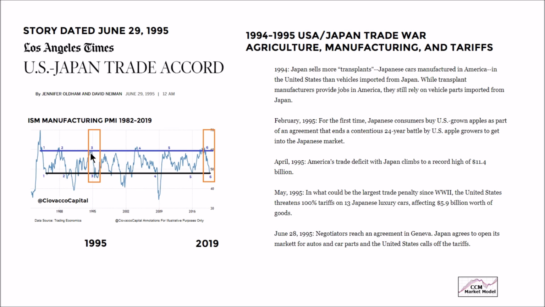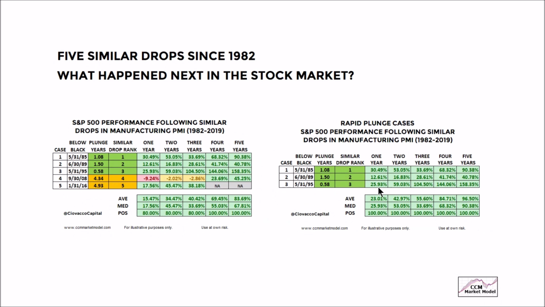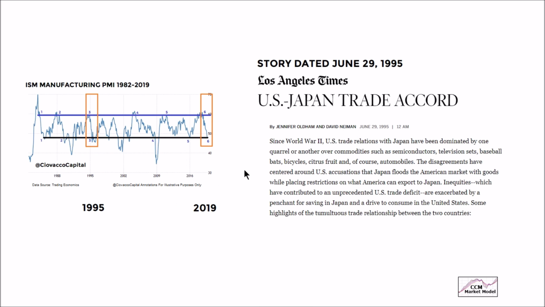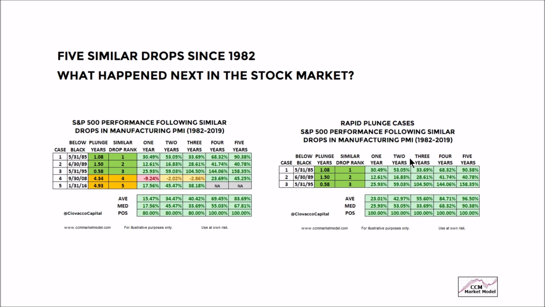This is a sentiment gauge for the most part in the manufacturing industry. A trade war could cause sentiment to plunge rapidly. A trade war in the present day, you can make an argument, could cause sentiment to plunge rapidly. What happened in this case? 1 year later, the S&P was up 26%. 2 years later, 60%. 3 years later, over 100%. 4 years later, 144%. 5 years later, almost 160%. Simply telling us to keep an open mind about a wide range of outcomes, including much better than expected outcomes.